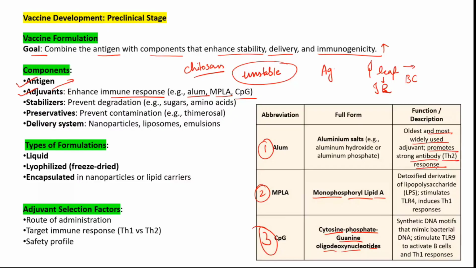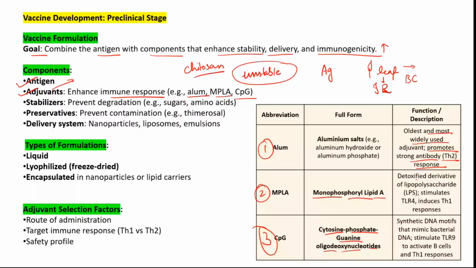So basically why do we use an adjuvant? Because they are known to increase the effect of whatever antigen or vaccine we are taking. How do they do it? There might be some mechanism. They are known to trigger the antibody, that is Th2, response. And how does MPLA act? MPLA full form is monophosphoryl lipid A. This is the detoxified derivative of lipopolysaccharide.